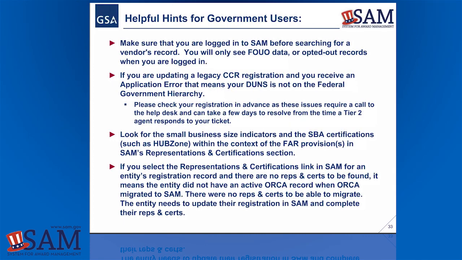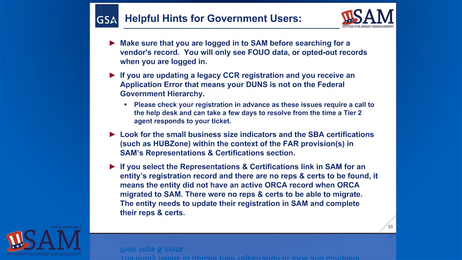So if you were trying to actually update a registration, so if your office or your location was themselves registered in CCR, or you're a small agency and you were registered in CCR, and you go into SAM and you've got your user account and you've migrated your permission and you try to update your record and you get an application error, it could be because your DUNS number was not on the federal government hierarchy for FedReg, and so we need to add you. So just double check. If you're getting that error, submit a ticket, request to be escalated to tier 2, and they will be able to get you connected to the hierarchy. So it's not a complicated fix, it's just something to be aware of.